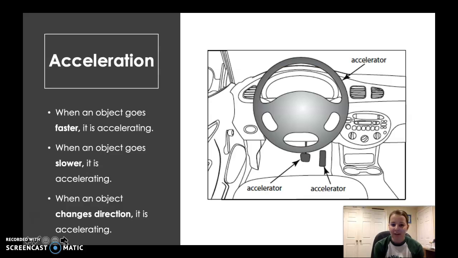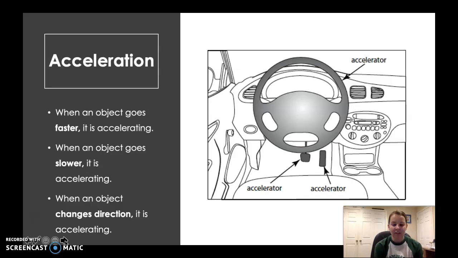In thinking about acceleration, it's helpful to use the image of a car. The gas pedal naturally comes to mind when I think of acceleration because our gas pedal makes our car go faster. However, the brake can also be seen as an accelerator because acceleration is any change in speed, whether the object is getting faster or slower. Since our brake enables our car to slow down, it also acts as an accelerator.